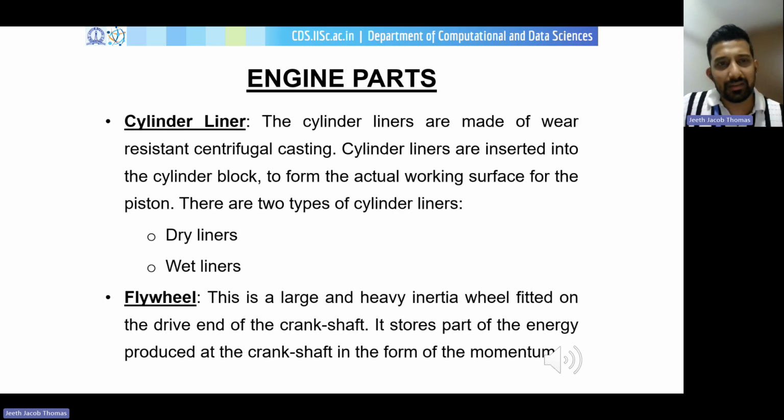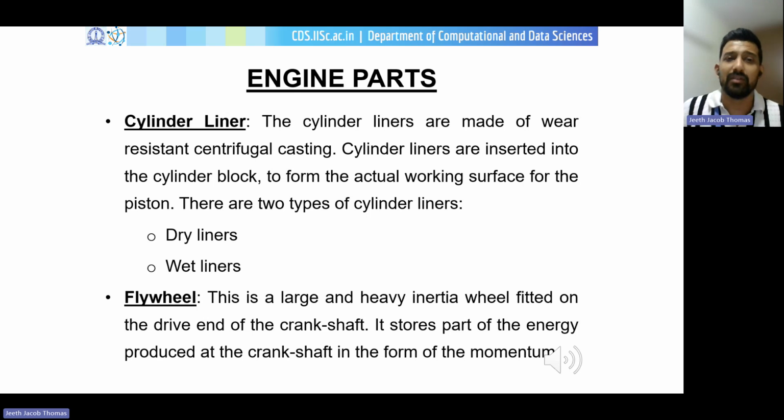We spoke about cylinder liners. Cylinder liners, as the term explains, are liners within the cylinder. They're inserted into the cylinder block, and within this, the working of the piston happens. The piston moves up and down within the cylinder liner. These liners could be dry or wet.